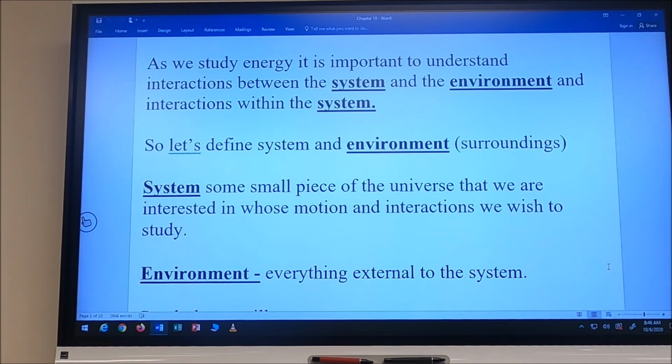So let's define system and environment, or surroundings. The system is some small piece of the universe that we're interested in. So we're interested in the motion of a specific object, or a specific group of objects. There's something we're studying. The environment is everything external to the system. So I might call a baseball interacting with the Earth's gravitational field a system. And a puppy dog walking down the street would be part of the environment. So if you're not in the system, you are in the environment.